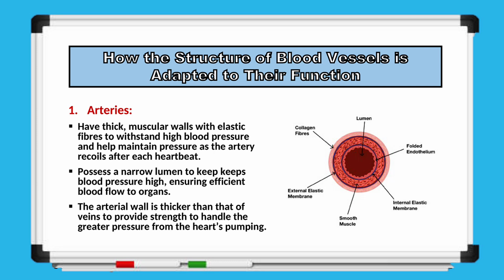The lumen is the central space where blood flows. Surrounding it are collagen fibers that provide structural support, and a folded endothelium that allows the vessel to expand and recoil. The internal and external elastic membranes maintain elasticity and help regulate pressure, while the smooth muscle layer aids in controlling blood flow and adjusting vessel diameter.